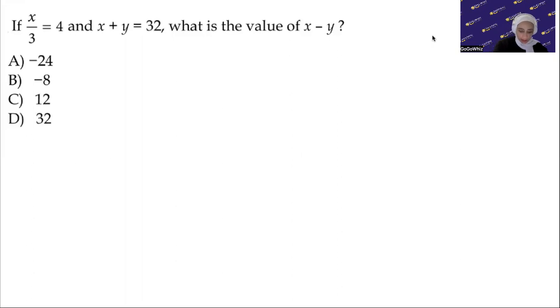We're given that x over 3 is equal to 4. So x over 3 is equal to 4. And we're also given that x plus y is equal to 32. These are givens. These are facts. They're saying that this is true. Then they're asking, what is the value of x minus y?